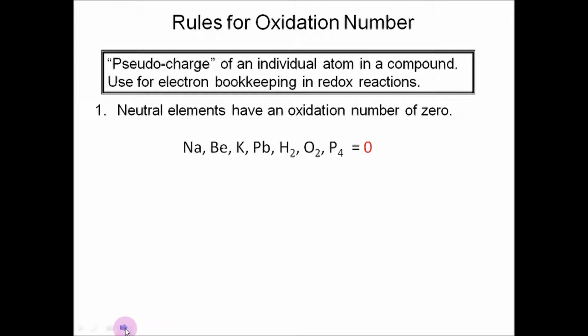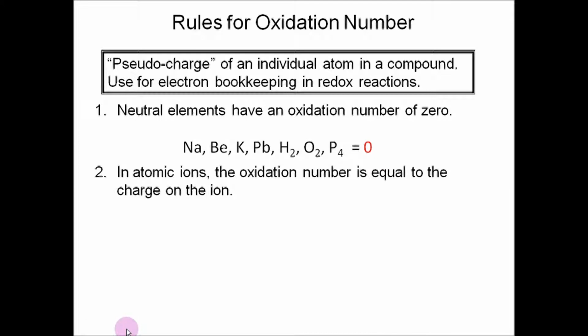Also, if we see ions, if we see an atomic ion, then that oxidation number is equal to the charge on that ion. So here's some examples of some ions that we might look at. Lithium plus. It has an oxidation number plus 1 because the charge is plus 1. Fe3 plus, oxidation number plus 3 because the charge is 3 plus. Oxygen 2 minus, if it was by itself, then it would have an oxidation number of minus 2.